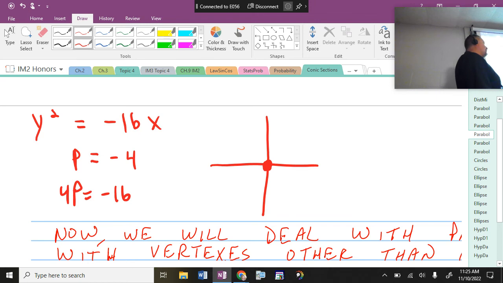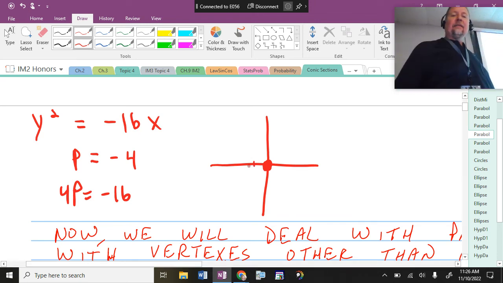Which direction for the focus then? 3, 2, 1, go. Left, because it's got to be the cereal. And then I go 4 right for the table. And then what's the equation of the table? Is it x equals or y equals? 3, 2, 1, go. X equals.